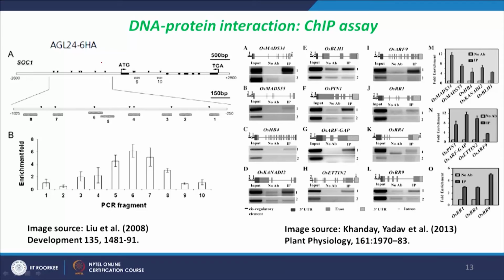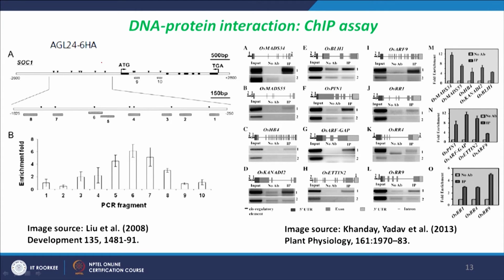You can take that DNA fragment, and if you know the putative binding site, you can design a specific primer and amplify through PCR or qPCR. Or, if you do not know the sequence, you take those fragments, clone them in some vectors, sequence them, and identify the binding sites. So, these are some examples.